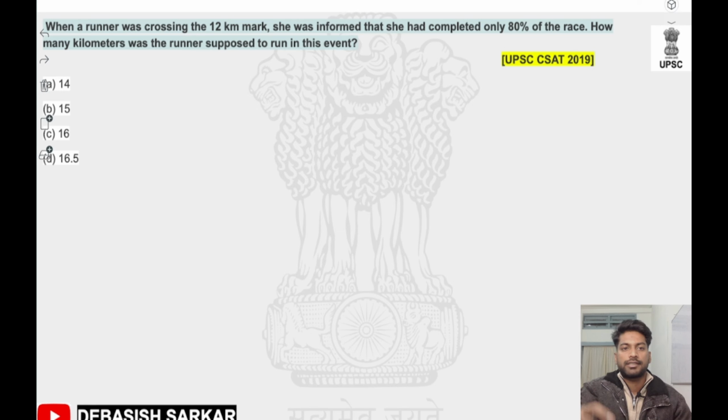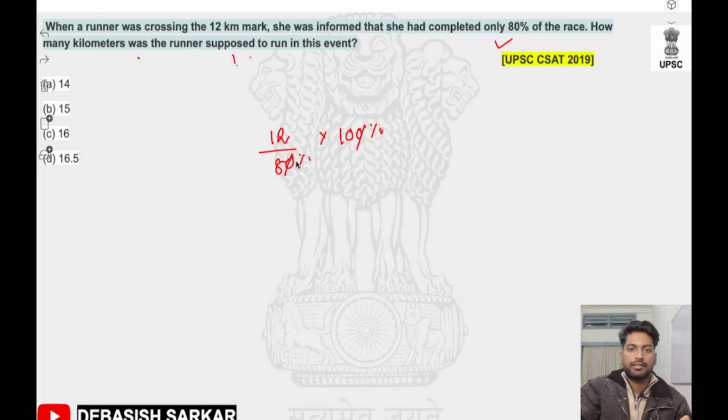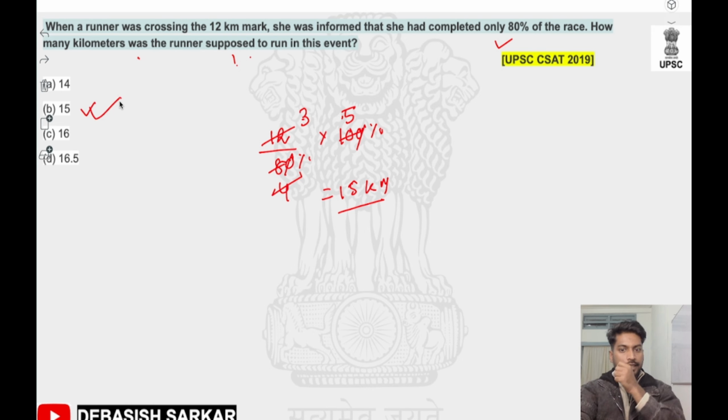When a runner was crossing the 12-kilometer marks, she was informed that she had completed only 80% of the race. How many kilometers was the runner supposed to run? अब देखो, 12 किलोमीटर भाग लिया है, so she completed only 80%, and total race will be 100% का. So 0 and 0 gone. 2 से काटेगा 4, 2 से काटोगे 5, 4 and 12, that is 3. 3 into 5, 15 kilometers. So this is your 15 kilometers. ठीक है ना? चलो, next question.